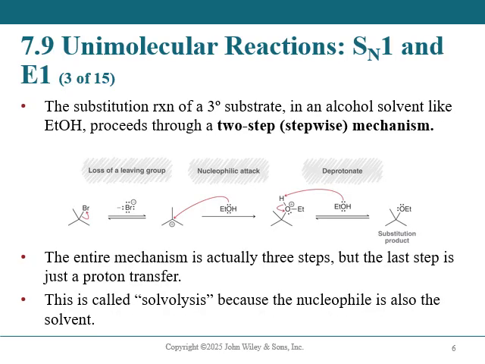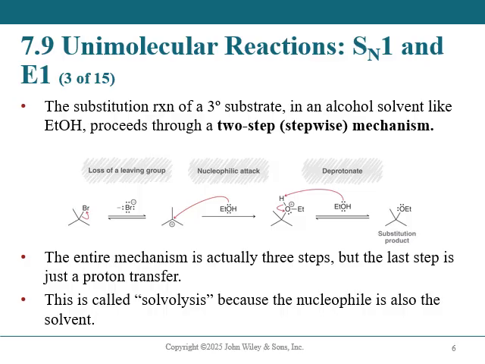Let's go first through the substitution mechanism. The substitution reaction of a tertiary substrate in an alcohol solvent like ethanol proceeds through a consecutive, two-step or stepwise mechanism. First, your leaving group gets lost, like we just saw. You have your carbocation, then ethanol, which is both your solvent and your nucleophile in this case, gets attached to the carbocation. You see the lone pair from oxygen getting attached. Afterwards, you get a deprotonation. So technically, you have three steps, but we don't really consider too much the last step, the proton transfer step, as part of the reaction mechanism.